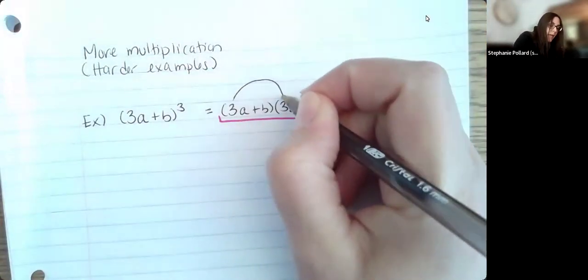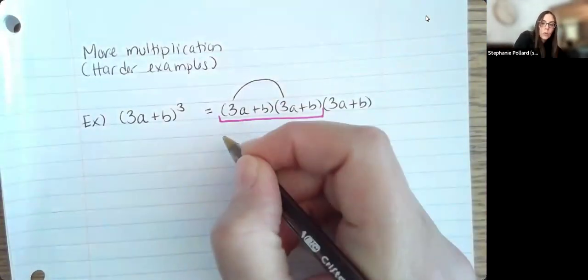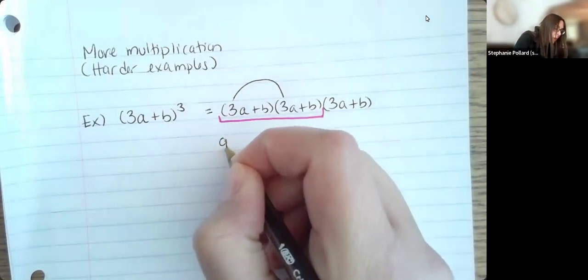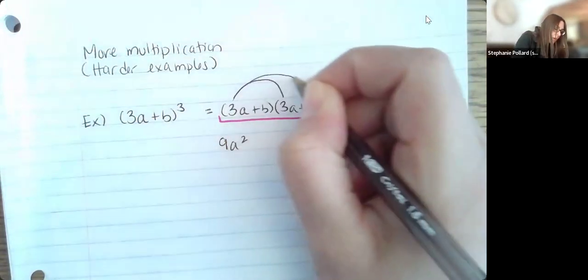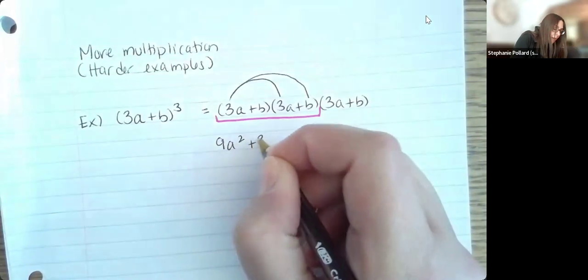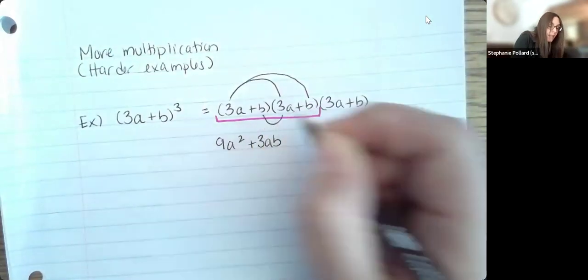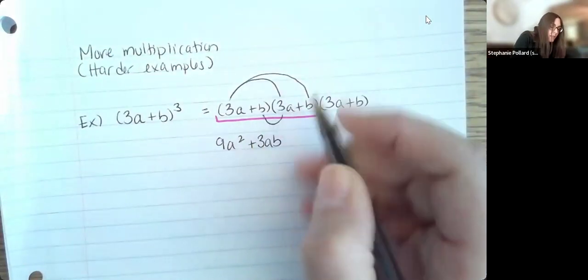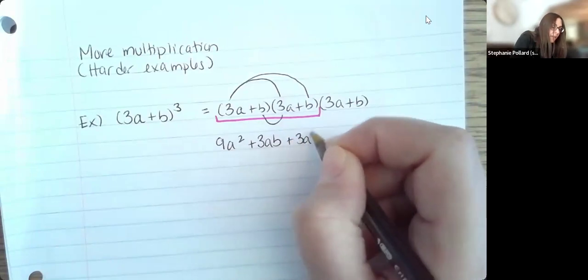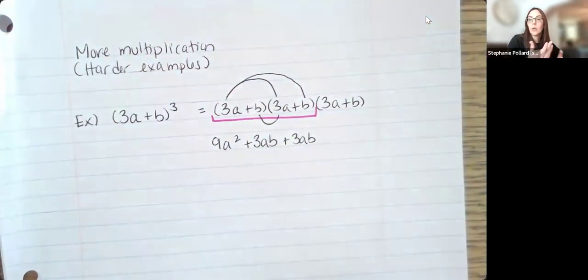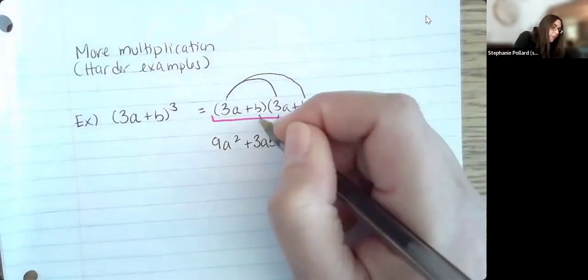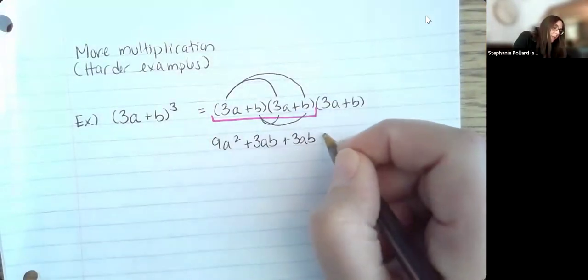So I'm going to do 3a times 3a, which would be 9a squared. 3a times b is 3ab. On the inside, you have b times 3a, so that's another 3ab. Again, the order doesn't really matter. I like to do alphabetical order. That's pretty standard. But you could also write 3ba. And then here, b times b is b squared.